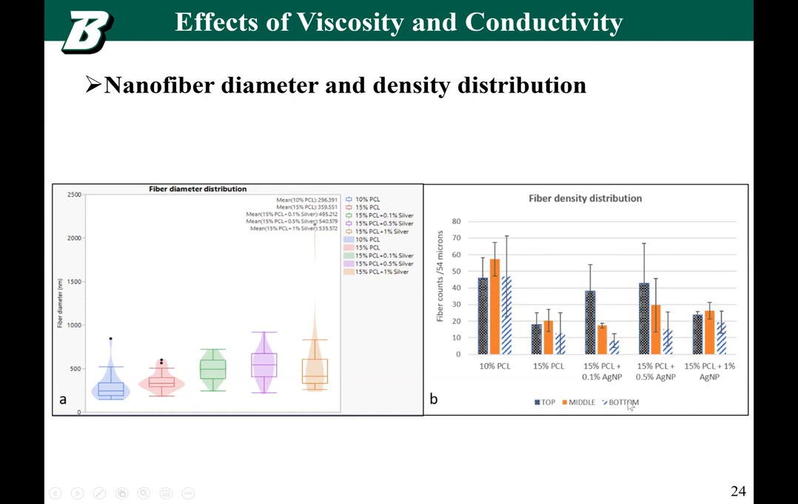This means if we want to increase the homogeneity of the fabricated nanofiber scaffold, we can decrease the solution viscosity, or we can increase the silver nanoparticle concentration. And if we want to get a scaffold with more gradually changed features from bottom to top, you can either increase the solution concentration or decrease the silver nanoparticle concentration.